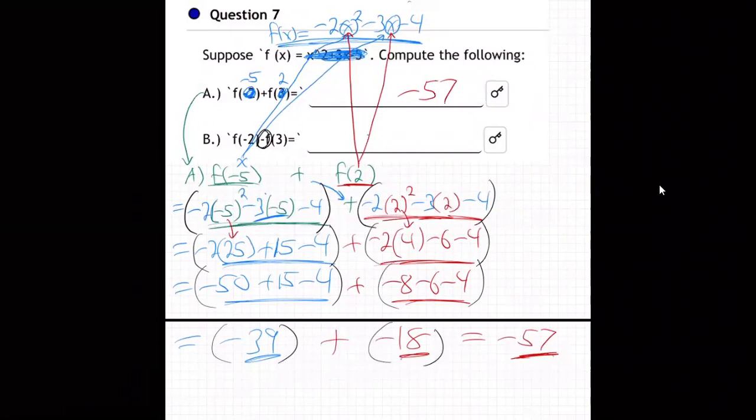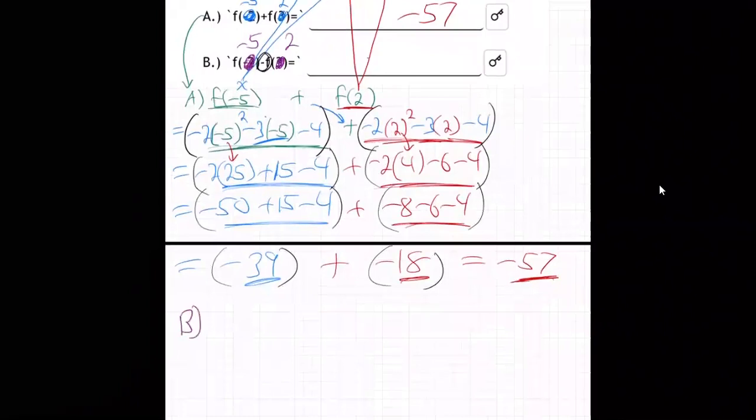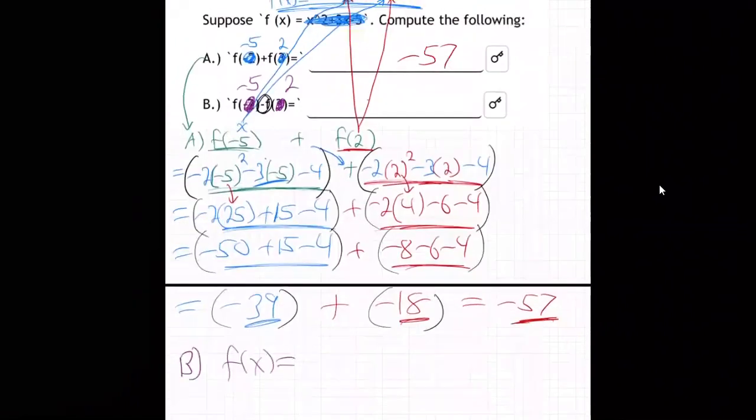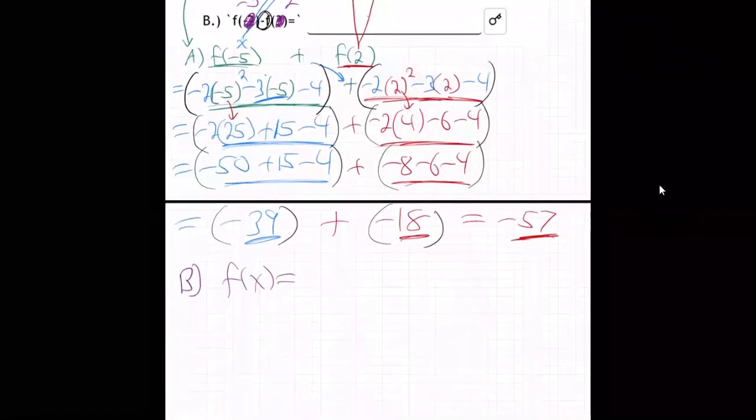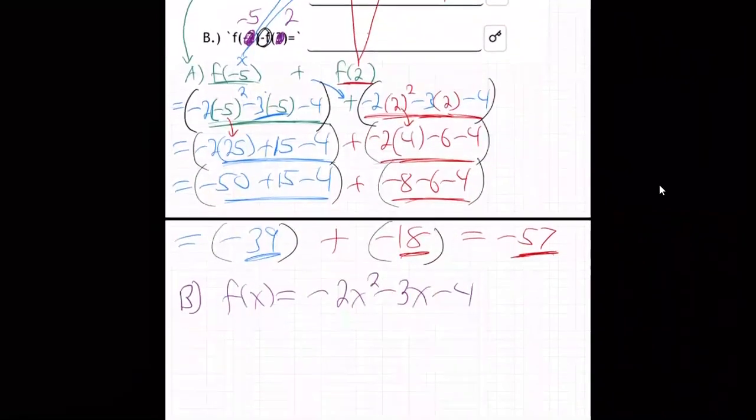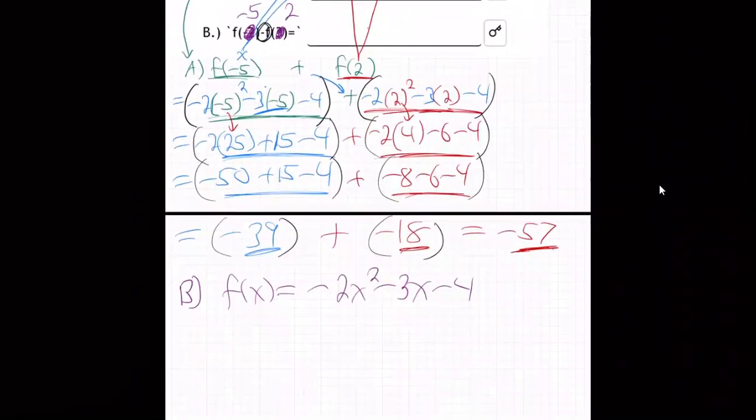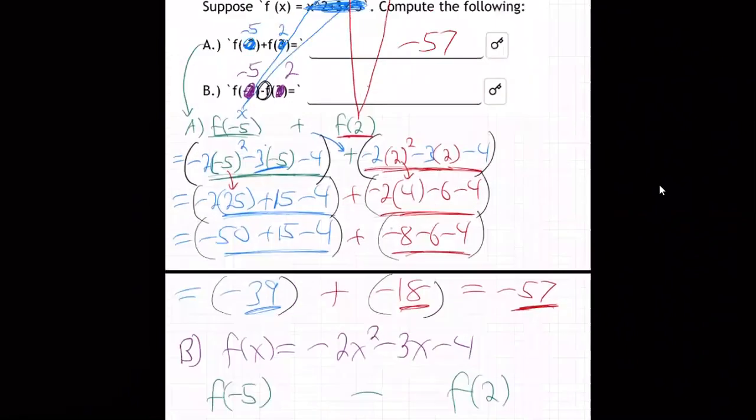In part B, let me see. Part B is going to be the same, except again, this is -5 and 2. So I'll rewrite part B down here for us. Let me write the function first off. That'd be best. So our function is -2x squared minus 3x minus 4. And then what they're asking us to do is to find f of -5 minus, in fact, I'm going to space it out way over here, minus f of 2. All right, we good?